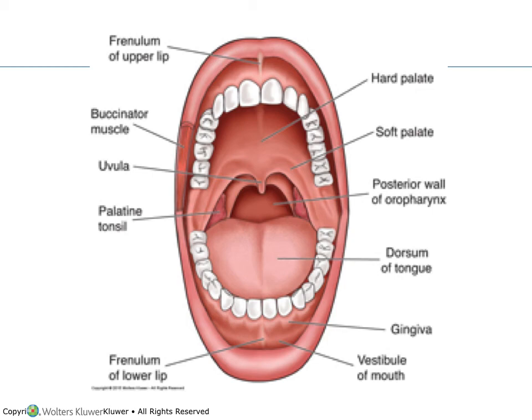You want to make sure you're looking at the gums, the frenulum of the upper lip, frenulum of the lower lip, the vestibule of the mouth, the space between the lip and the gum area. The gums are referred to as the gingiva, the dorsum of the tongue, and the teeth and lips.